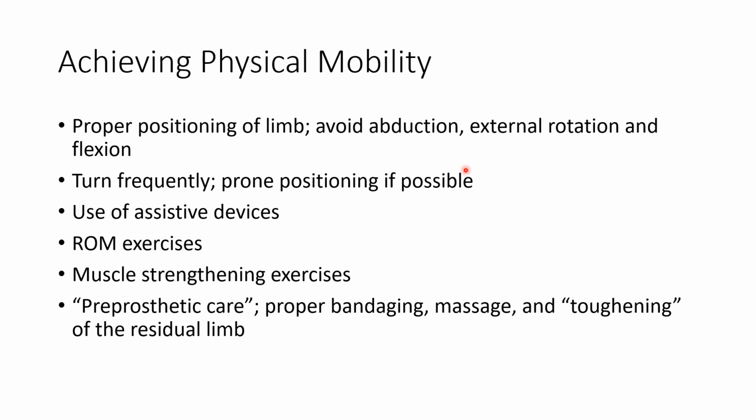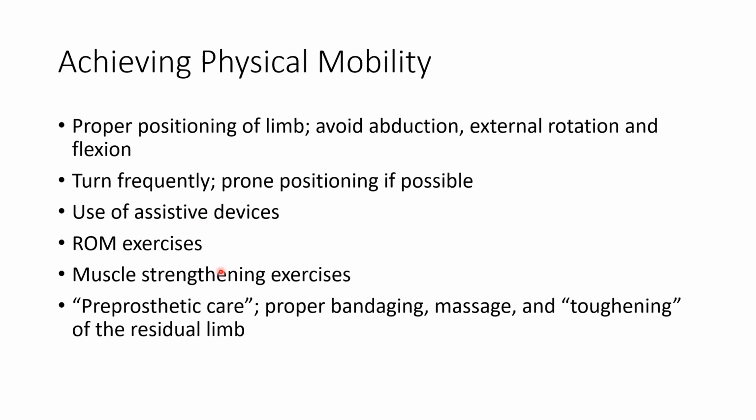So here, proper positioning of the limb, avoiding abduction, external rotation, and flexion. Turn the patient frequently, prone position if possible, especially if it's an above the knee amputation. This is one of the ones that they usually do the prone 30 minutes at a time as prescribed.